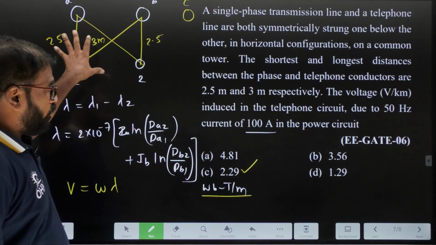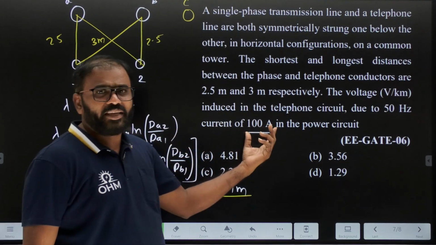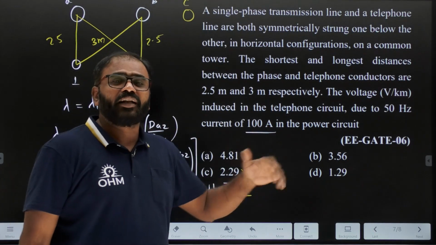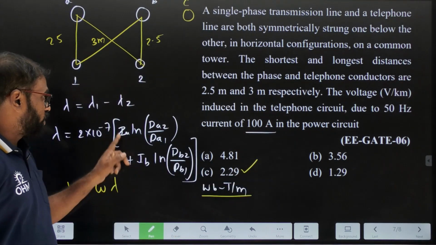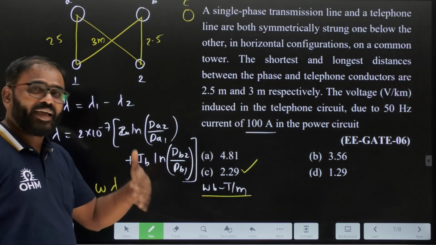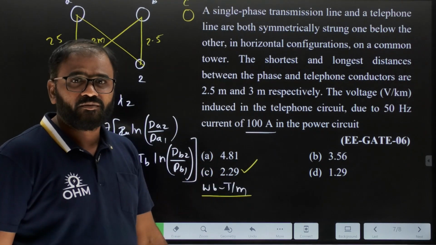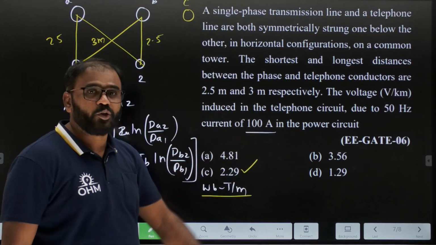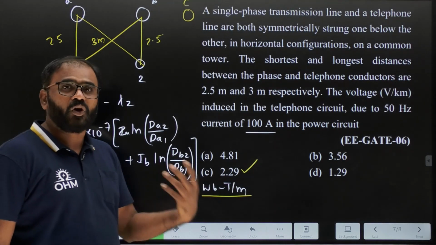But after one thing you should be careful while answering the three-phase system question. Suppose the current IA is 100 ampere, what is IB? 100 at an angle minus 120. Careful with the substitution. You will get the complex number here. IA 100 angle 0, IB 100 angle minus 120, IC 100 angle what? Plus 120. If it is a three-phase line and is asking for what is the EMF induced in communication line, that is in volts per kilometer. You have to solve like this.